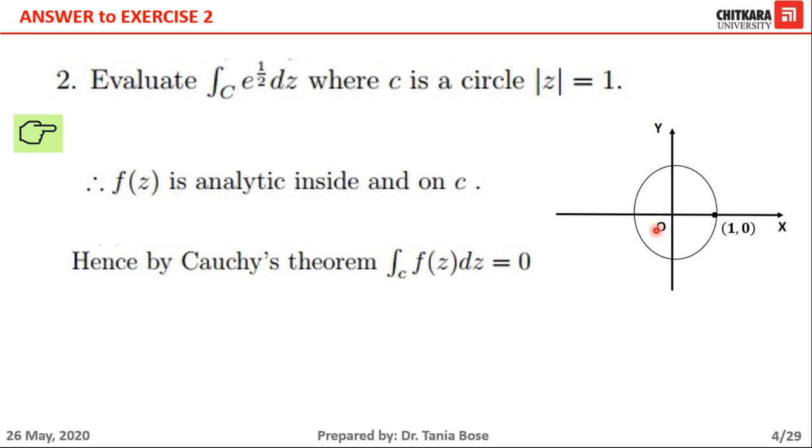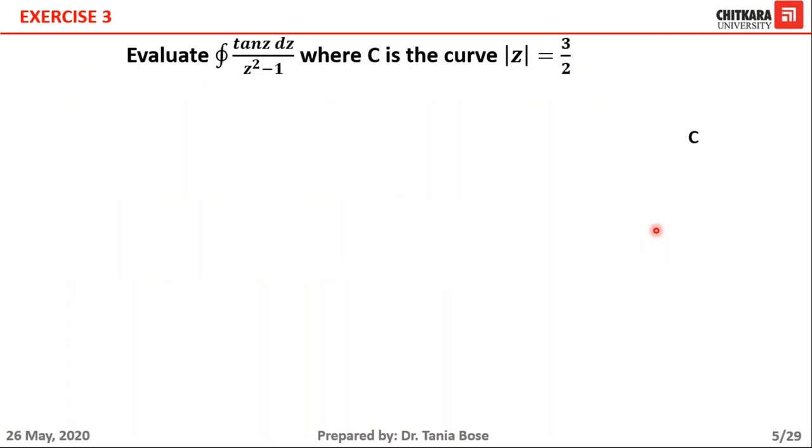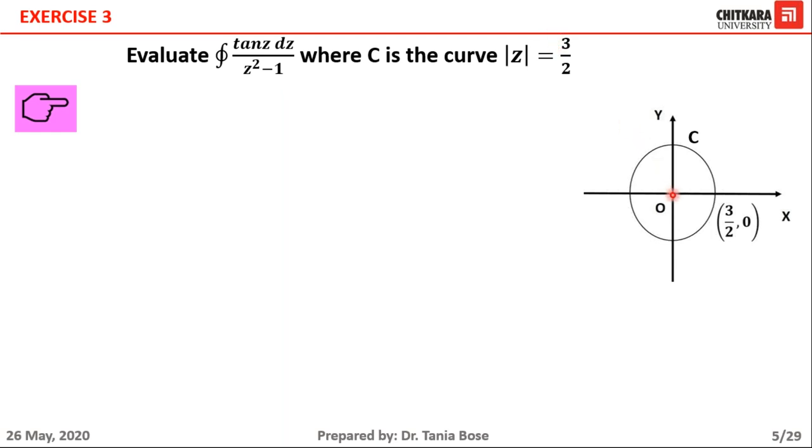Okay. We move to the third exercise. The third exercise was evaluate tan z upon z squared minus 1, where C is the circle, mod z equal to 3 by 2. So first of all, let's see what the singularities of this function are. If you check the denominator, it is z squared minus 1. So there are two singularities. One is z equal to 1 and the other one is z equal to minus 1. Now let us see where these singularities lie. The circle is centered at the origin and the radius is 3 by 2. And there are two singularities, one at z equal to minus 1 and the second at z equal to 1.